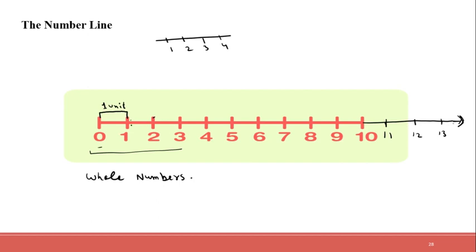Got it? And the difference between any two consecutive numbers will be the same. That means here it is 1 unit from 0 to 1, then 1 unit here, 1 unit here, and the same here also. The same pattern will go on.